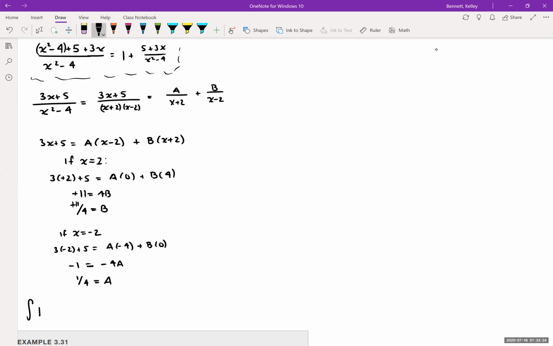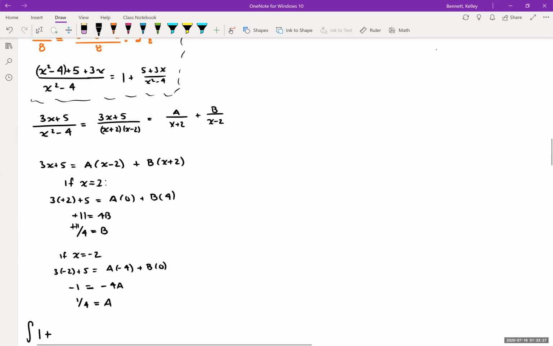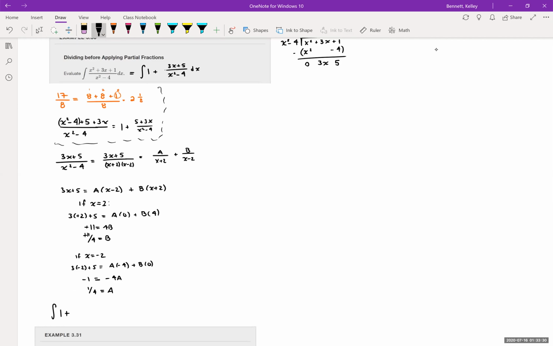So I'm going to integrate 1 plus, right? Because here's, let me zoom out a bit, here's my original integral up here. I converted it to 1 plus this junk. And then the junk got converted to this cool thing where we have A over and B over. So A was 1/4. So I'm going to have 1/4 over x plus 2 plus 11/4 over x minus 2 dx. So this is just x plus 1/4 ln |x plus 2| plus 11/4 ln |x minus 2| plus C.